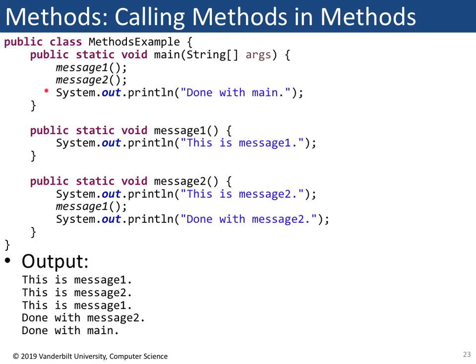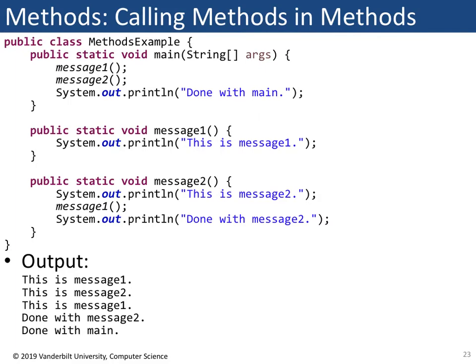It will call message 2, so the program pointer will jump into message 2 and will execute the first statement, which prints "this is message 2." Then the program pointer will move to the next statement, which is a call to message 1. At this point, the program pointer will jump into message 1 and execute the statements in message 1. The only statement there is a println statement, which will print to the console "this is message 1." And that is indeed what we see on the output.